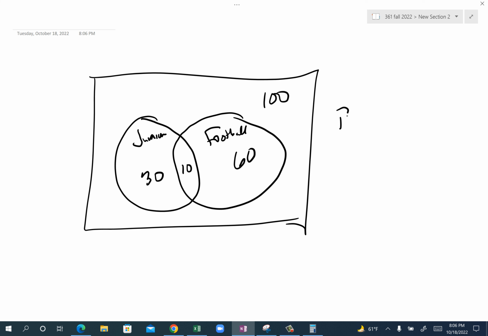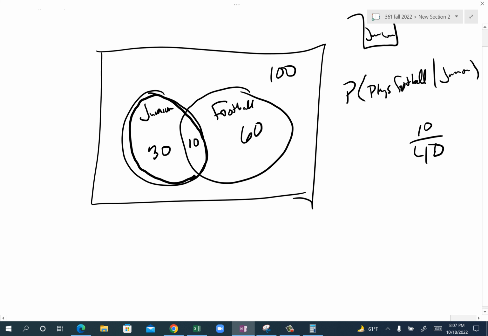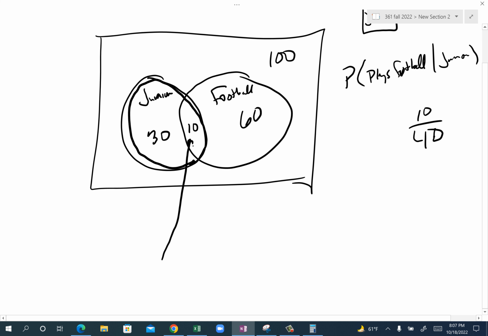Nice. What's the probability they get a person who plays football, given that they're a junior? Well, who's in your hat? Juniors are in your hat. How many juniors are there? There are 40 juniors. Don't screw that up. And how many of them play football? 10. Nice. This region in here, those 10 people, what are they? They're juniors and football.